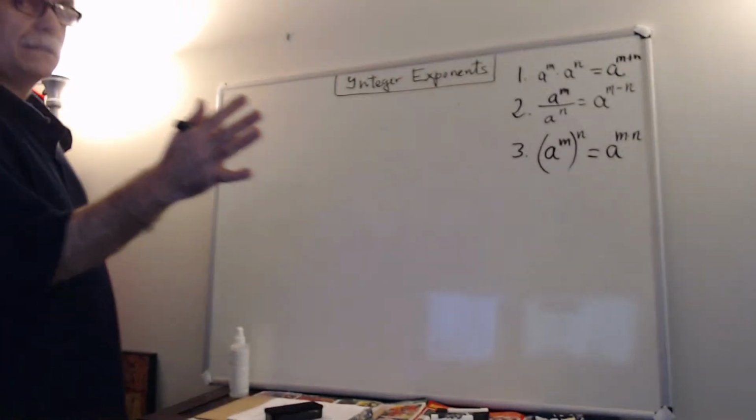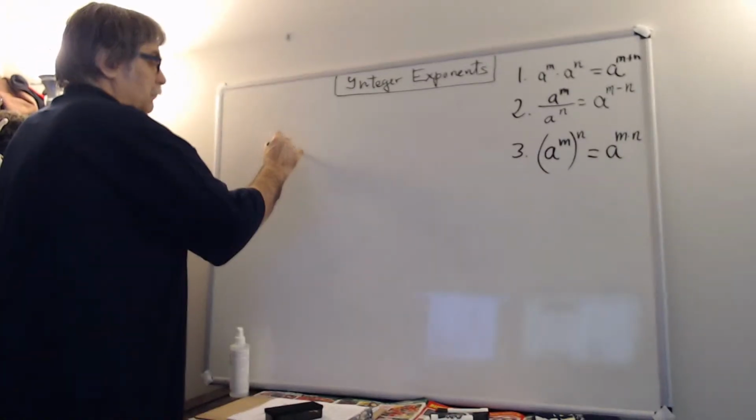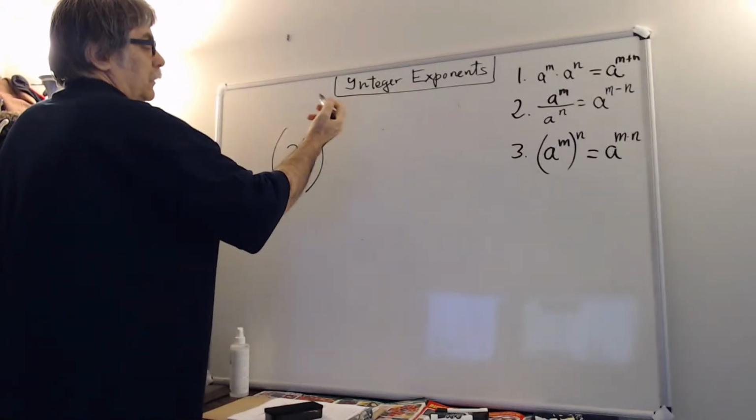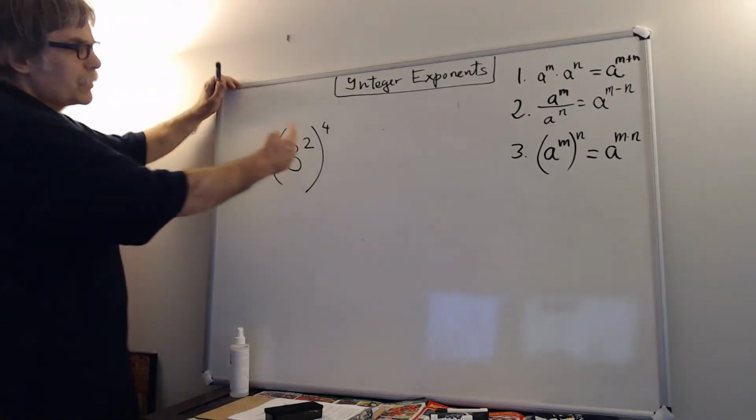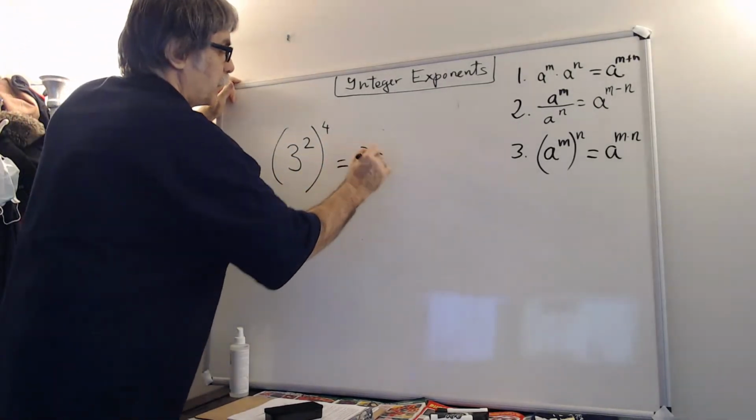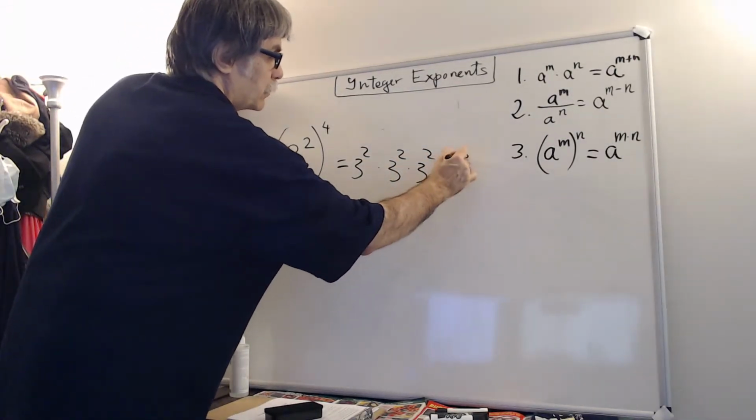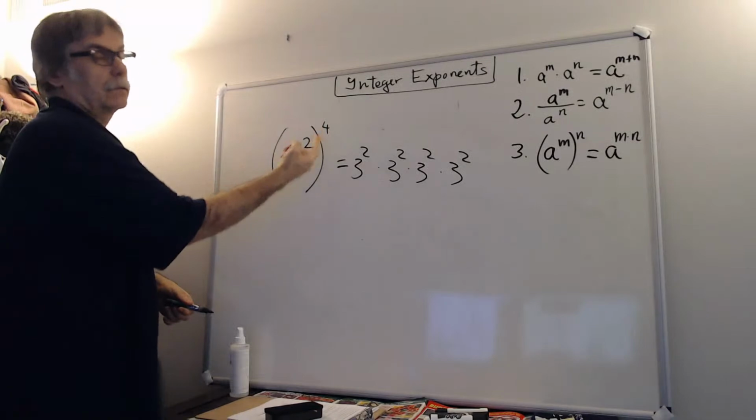Okay? Now let me give you the reason why this property holds this way. So you have, let's say, 3 with the power of 2, and then you have another power of, I don't know, 4. So I'm using very simple numbers. Okay, what do we have here? First of all, this power means that you have to write this 4 times. So you're going to have to write 3 with the power of 2, times 3 with the power of 2, times 3 with the power of 2, times 3 with the power of 2. That's 1, 2, 3, 4 times. And you have to multiply that.